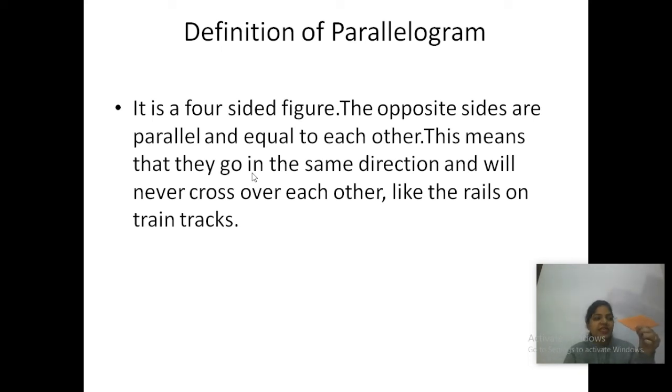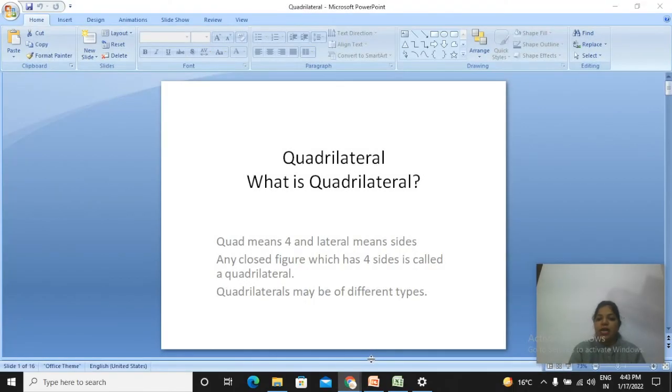The opposite sides are parallel and equal. The lengths of these lines are equal. Okay, so an example of parallelogram is rails on train tracks. Okay, this is all about the parallelogram which I told you. So I hope you enjoyed this activity a lot, and you can do this activity at home also.